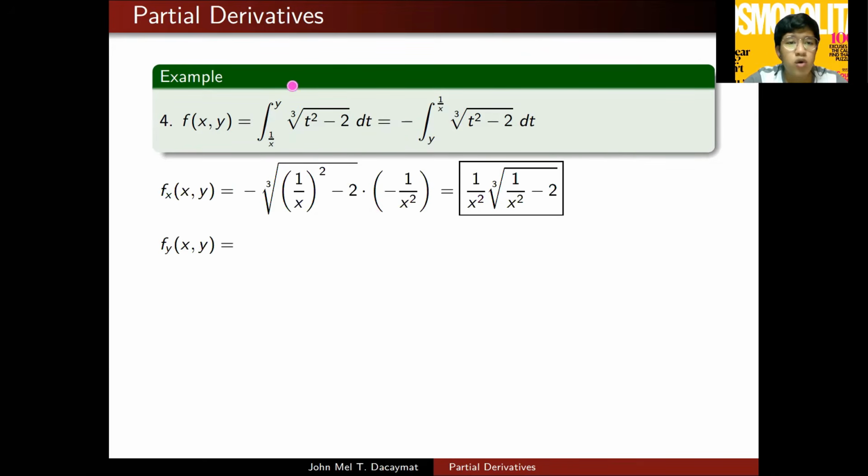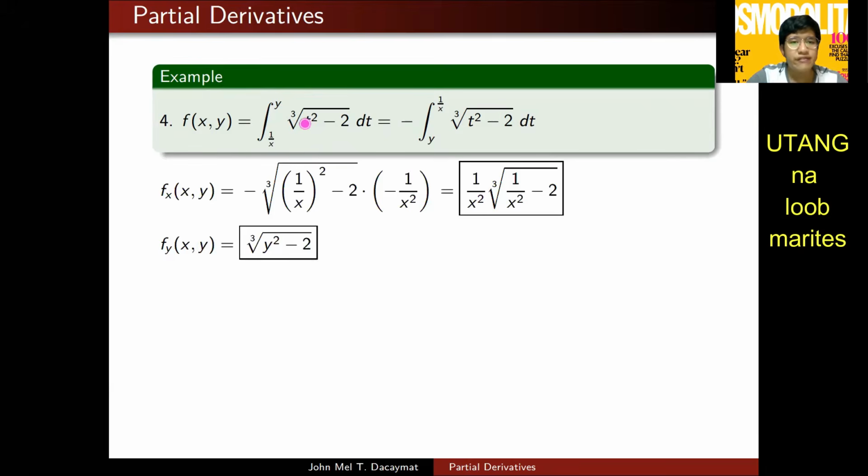F sub y naman, y yung aking variable. So, hindi ko na kailangan mag-flip tulad nito, no? Sa taas na si y, itong 1 over x is just a constant, no? Kasi nga, you treat x as constant. So, simple lang. Tapos wala ka pang chain rule na gagawin, kasi nga, yung variable y lang yung nandito. So, diretso plug in lang si y. As simple as that. Okay? Good.